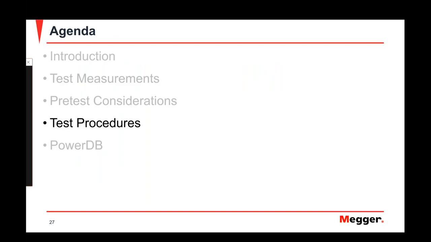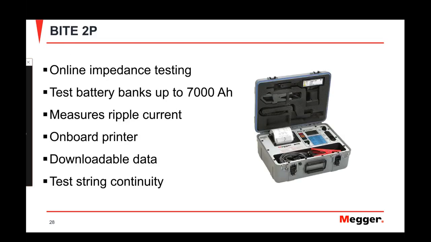So now we're going to move on to our next section where we're going to cover the test procedures for battery impedance testing. For battery impedance testing, we have two options. We have the BITE 2P and the BITE 3. They both offer the ability to record ripple current, cell impedance, take voltage measurements, and measure the inner cell strap resistances across the string. However, there are some small differences.